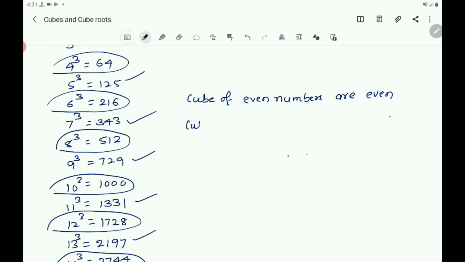Cube of odd numbers are odd. Cube of odd numbers are odd.